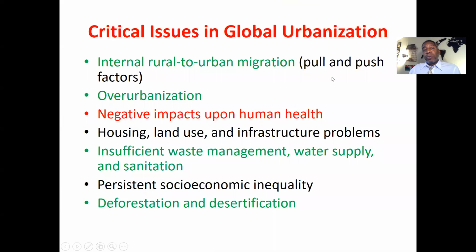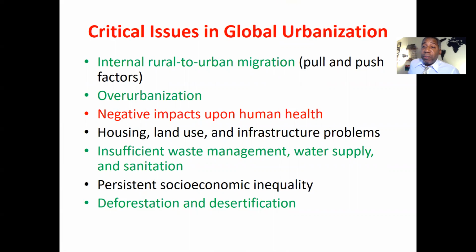Let's go through some of the critical issues. One is rural to urban migration. And so rural to urban migration is the trend in many parts of the world. That's different from where we are. In the United States, North America, or in the developing world, for the most part, the migration pattern internally for each country or each region is urban to urban. People move from one city to another.